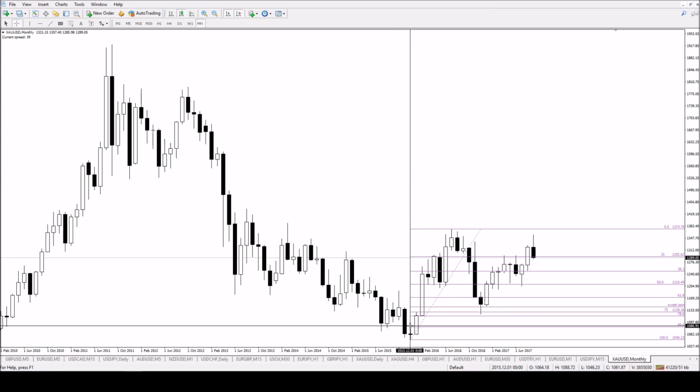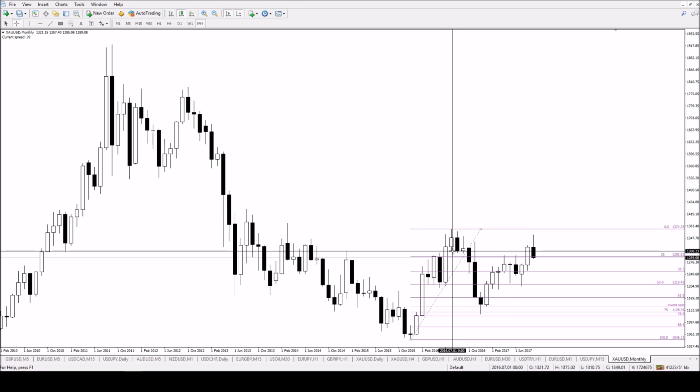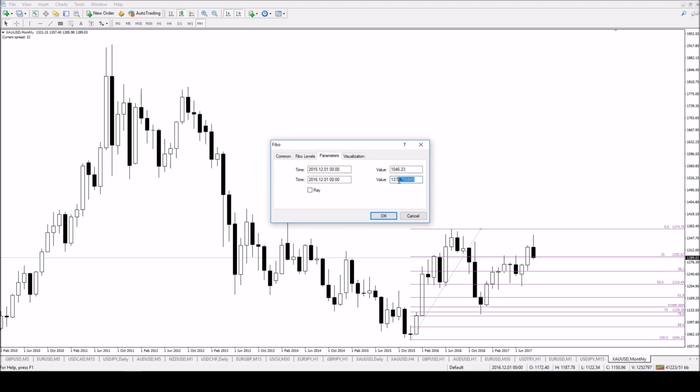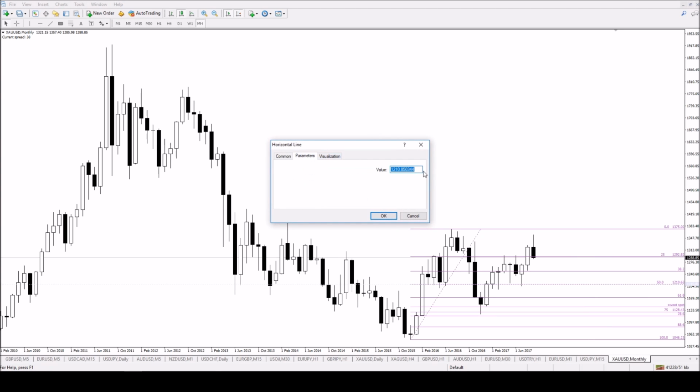So if I get the fibs quite accurate, the low is 1046.23 and the high is 1375.02. Now 50% of that range is 1210.63. I'm using a different color so it stands out.